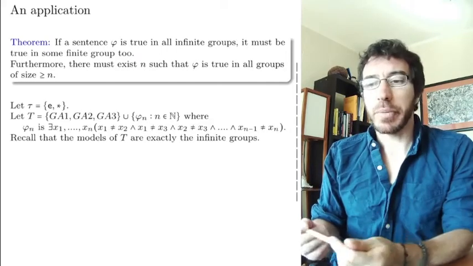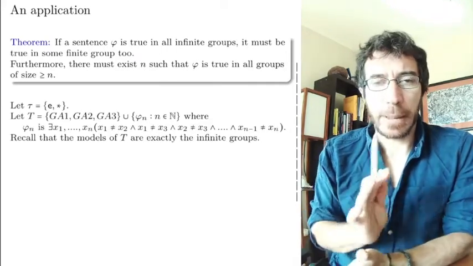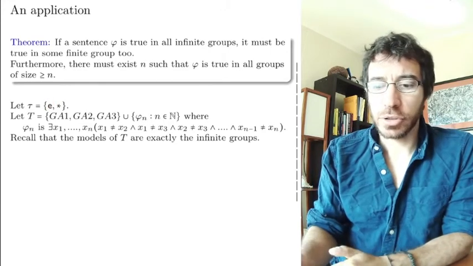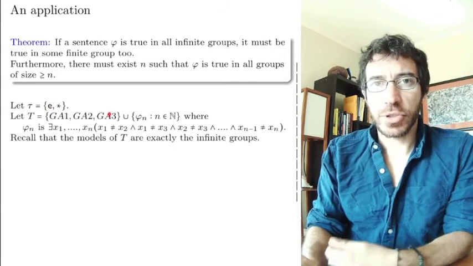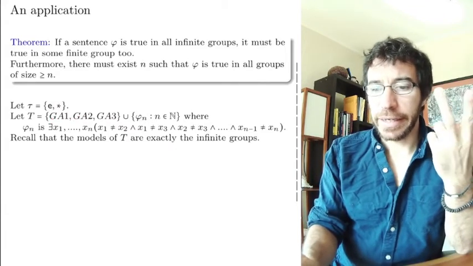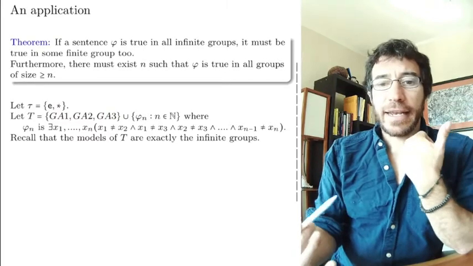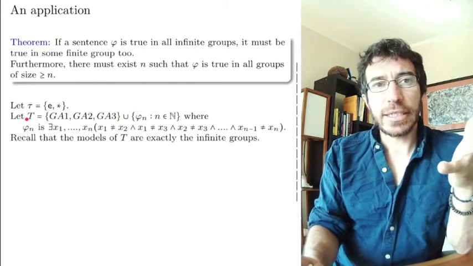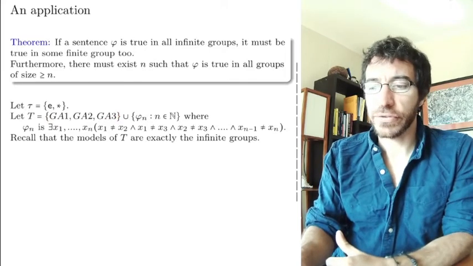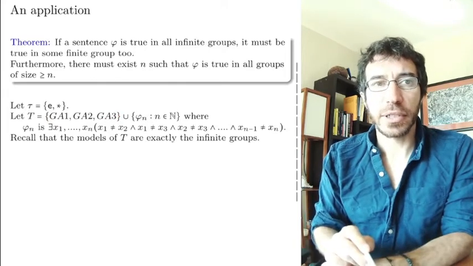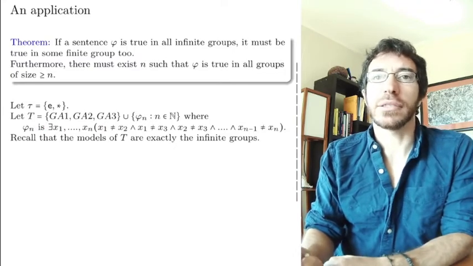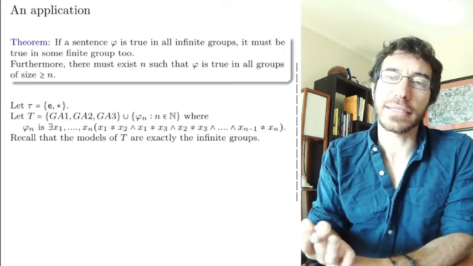Okay, so let's recall what we usually have when we deal with groups. We have the vocabulary with an identity and an operation. We have the three group axioms: associativity, identity, and the inverse axiom. And then let's consider this set of sentences T that, on top of the group axioms, has these sentences phi sub n for n the natural numbers, where phi sub n is a sentence that says there exist n different things. So the group has size at least n, right?